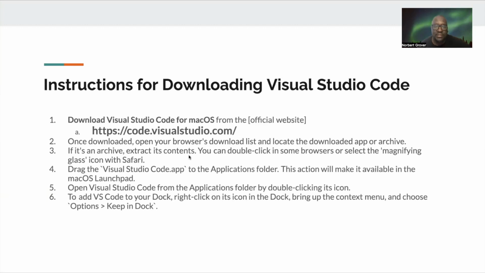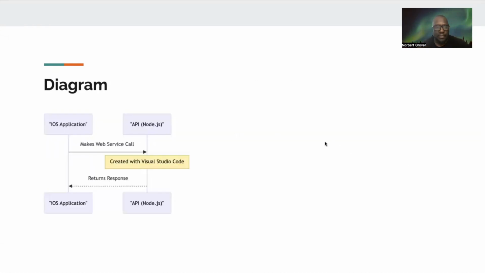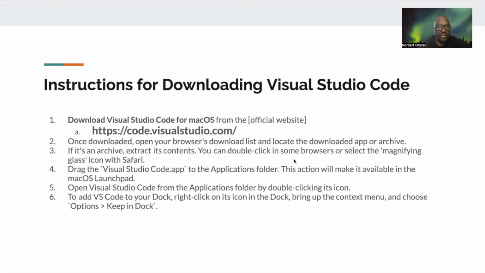Extract the contents. Double click in the browser, select the magnifying glass icon with Safari, drag the Visual Studio Code app to your applications folder. And this is all stuff you're probably familiar with. If not, you can come back to this video and reference these steps, but I'm pretty sure you can do it without the steps. Okay, so let's see.